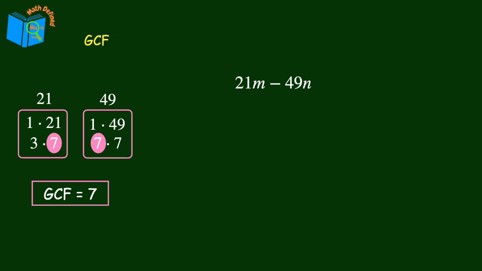The next step is to divide each term in the expression by this GCF of 7. And 21m divided by 7 is 3m, and negative 49n divided by 7 is negative 7n.